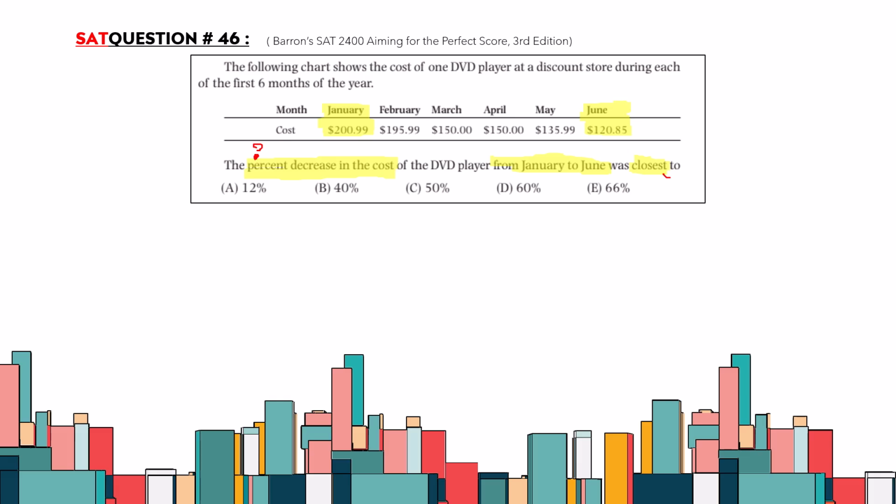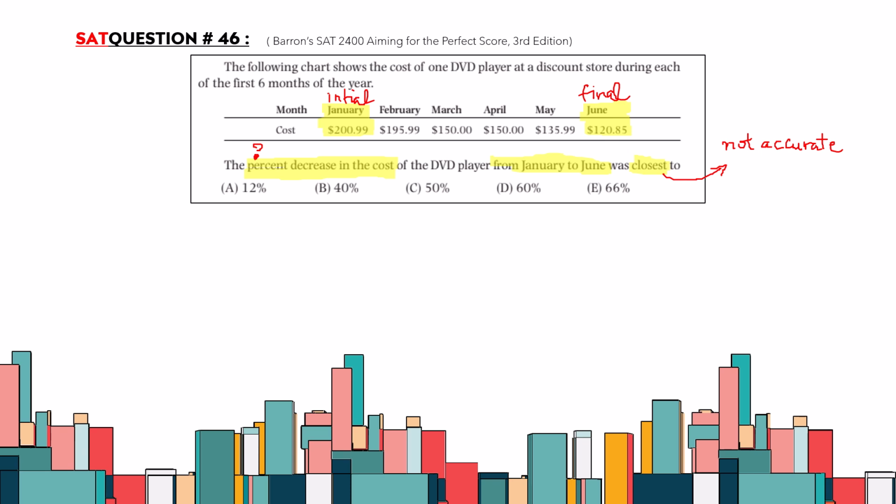So closest means it is not accurate. It's just close. It's nearby. Okay, so January is the initial. June is the final.